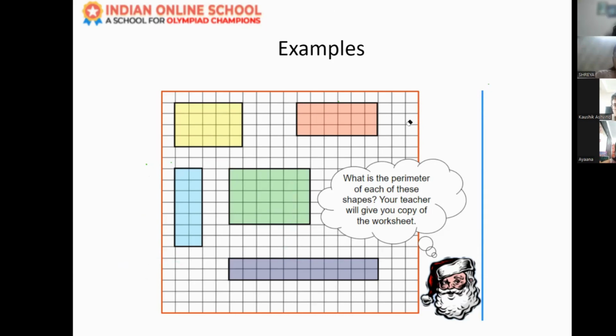Here are certain examples which show rectangular shapes on a grid paper, a graph paper. If you don't have measurements, students, how can you calculate? For example, let's take this yellow rectangle. Since this is on graph paper and no measurement is given, we can consider one box to be 1 unit, one side to be 1 unit.